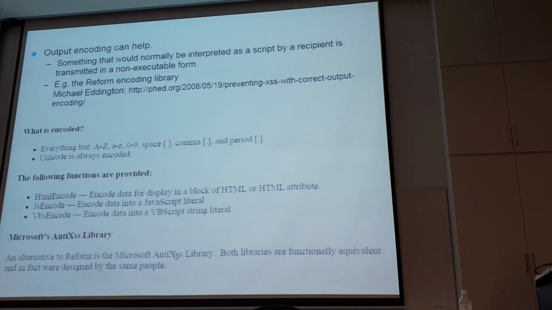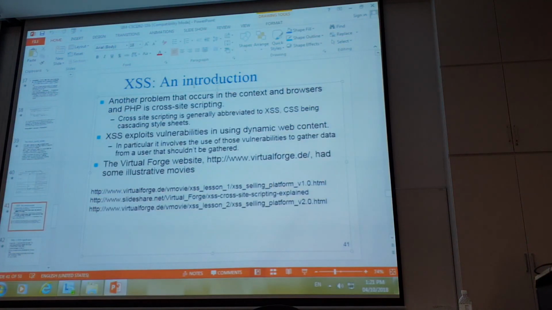There are some libraries available, like the Microsoft Anti-XSS library. They will perform the encoding for HTML, JavaScript, VBScript and so on. Right. So this is one way we can use to prevent cross-site scripting. Okay.